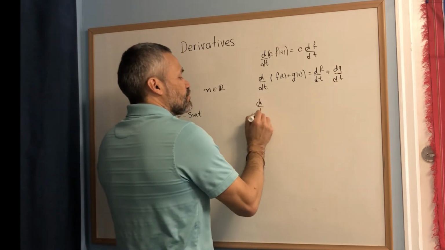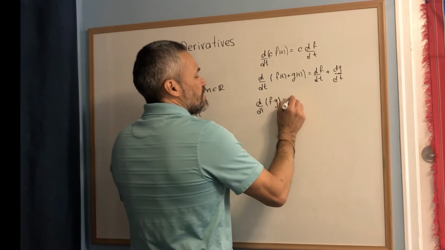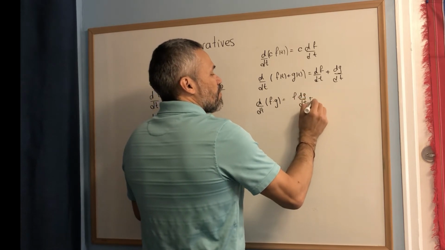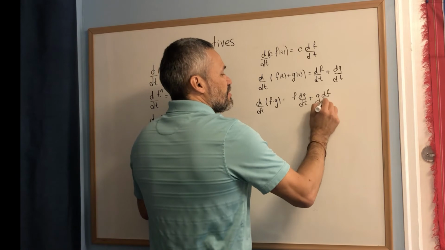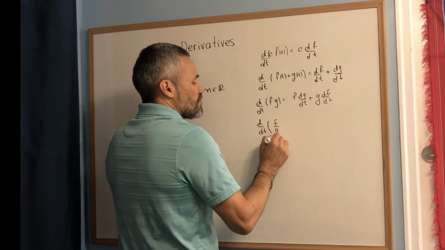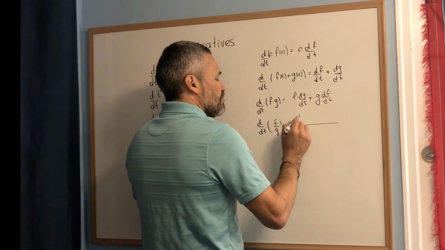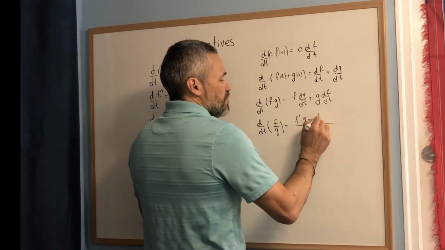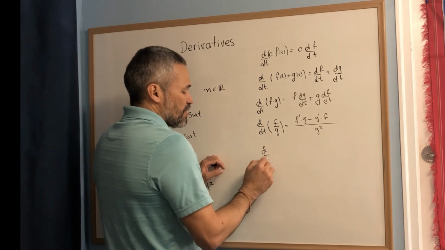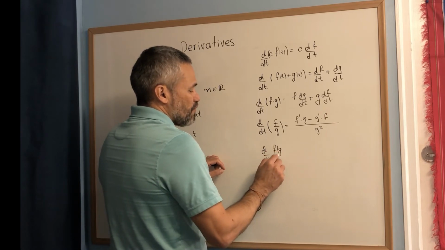The derivative of a product, f times g, is f times the derivative of g plus g times the derivative of f. The derivative of a quotient, f over g, is just f prime times g minus g prime times f over g squared. And this is one of the most important properties, the chain rule, the derivative of a composition of two functions.